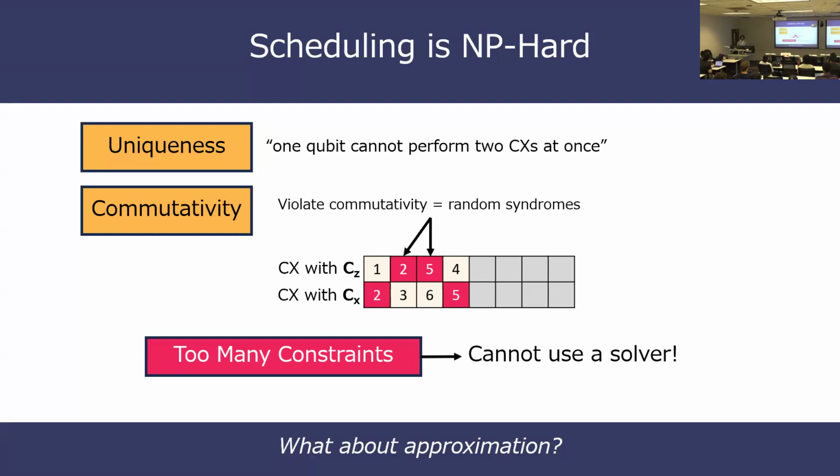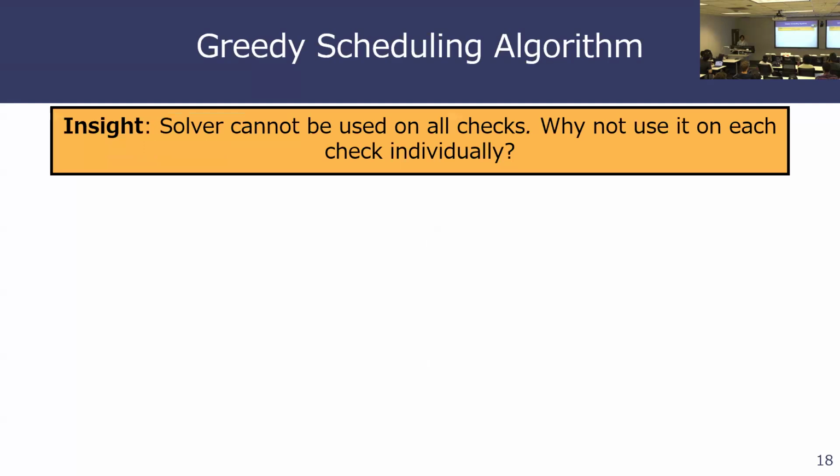So let's just think about, okay, how can we approximate this? And here's a simple greedy algorithm. I can't use my solver on the entire code. So how about I just use it on each part of the code every time? And here's the basic idea.